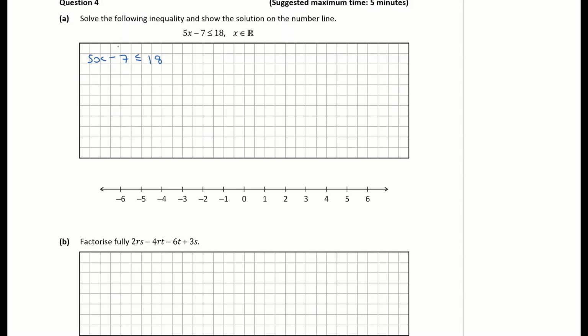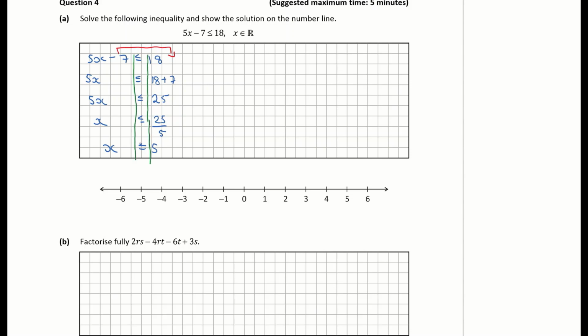I'm going to add 7 to both sides, so in other words I'm moving over this minus 7, and that will become a plus when I move it over my inequality sign. So that's leaving me with 5x is less than or equal to 18 plus 7. So that's the same as 5x less than or equal to 25. In order to get x on its own, I'm dividing both sides by 5. So 25 divided by 5 is 5. So x is less than or equal to 5.